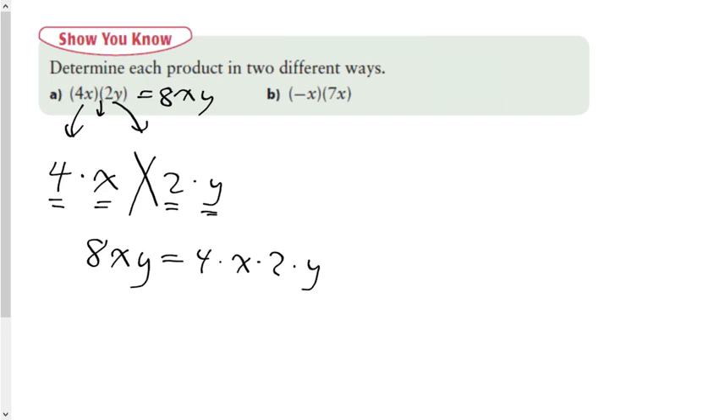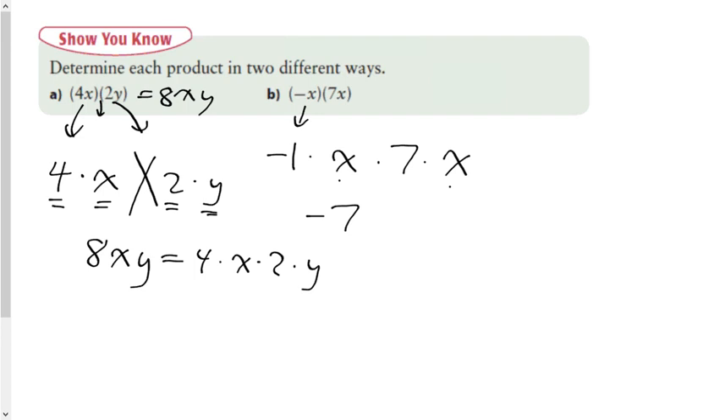In the second example, negative x times 7 times x, it's a little bit trickier, but not a whole lot trickier. This negative x is actually a negative 1 coefficient multiplied by x, multiplied by 7 multiplied by x. So when I break it down into those parts, I'm going to multiply my coefficients first, or a negative 1 times 7, to give me negative 7. And then I'm going to multiply my x by my x.